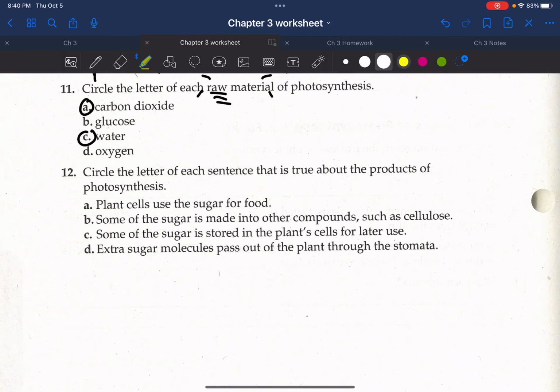Let's go back to the notes. Circle the letter for each sentence that is true about the products of photosynthesis. Plant cells use the sugar for food. Yeah. Some of the sugars is made into other compounds, such as cellulose. Yeah. Some of the sugar is stored in the plant cells for later use. Yeah. Extra sugar molecules pass out of the plant through the stomata. I don't know about that one. No. Sugar molecules are not going through the stomata, you guys. The things that are coming out of the stomata are the oxygen that we breathe. So yeah, D's not it.